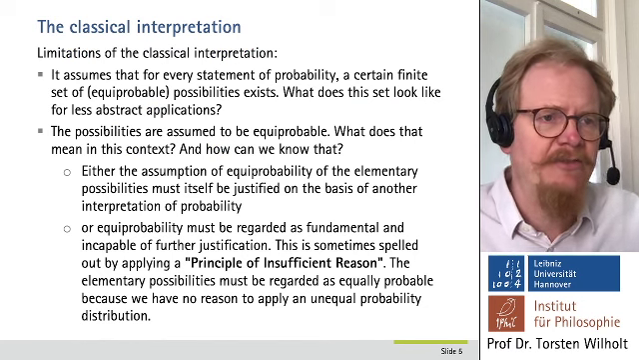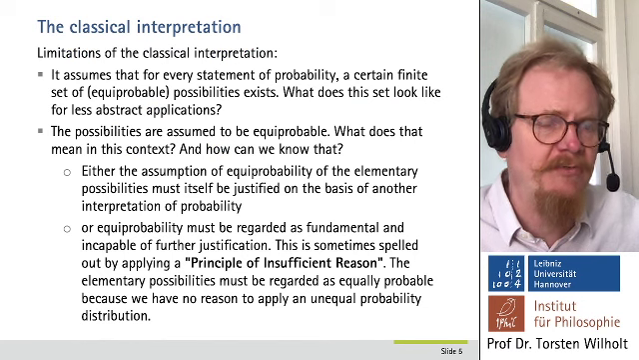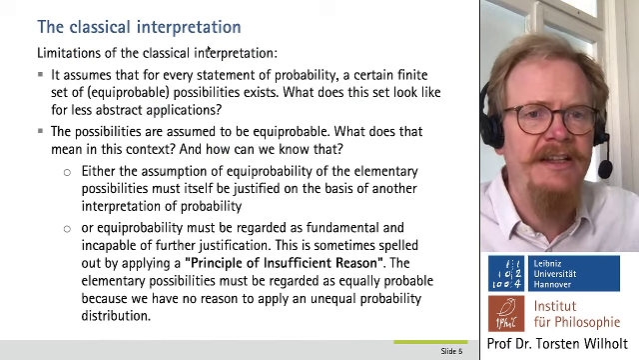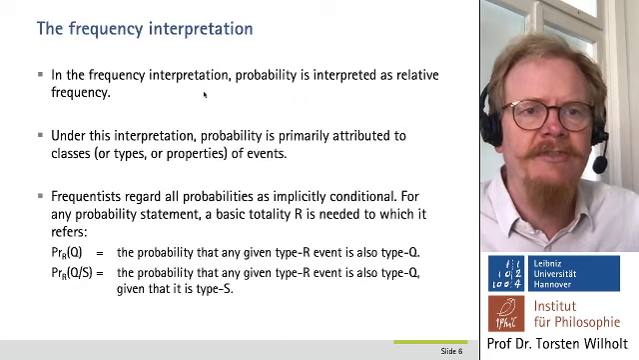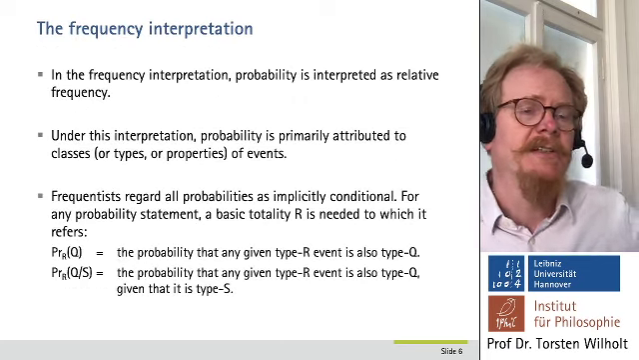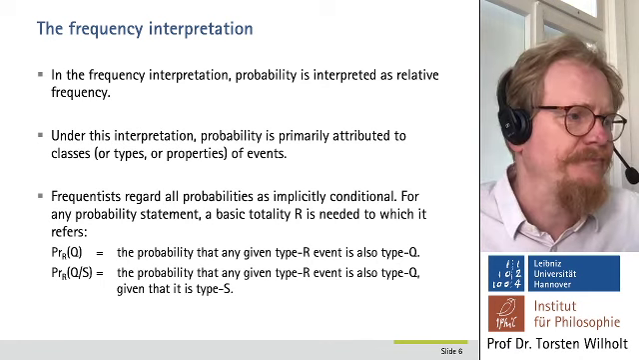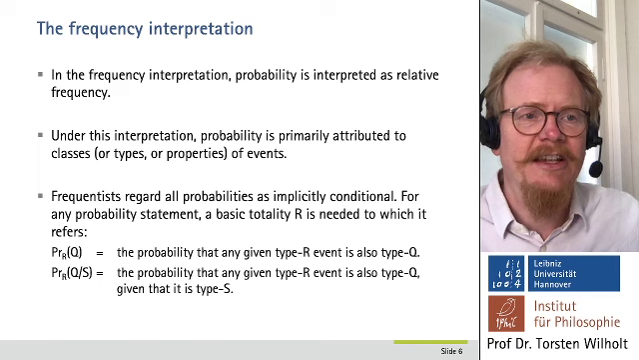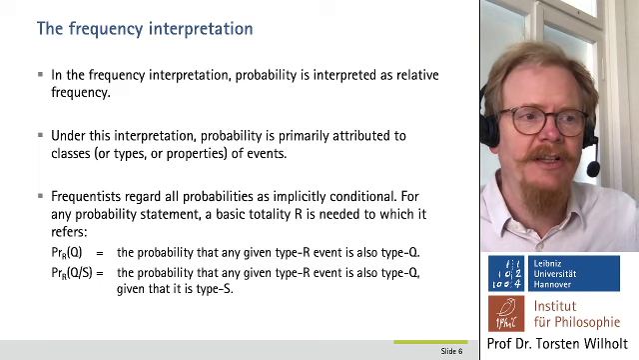It strives to give an objective interpretation. One way to try and give an objective interpretation. Another fairly traditional way to do so is the so-called frequency interpretation. It's also an objective interpretation. In the frequency interpretation, probability is interpreted as relative frequency.